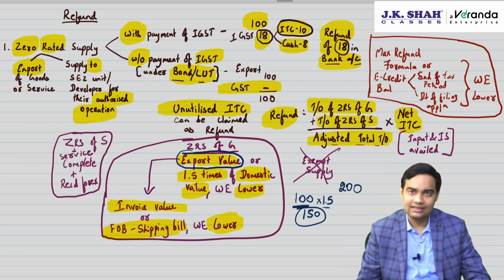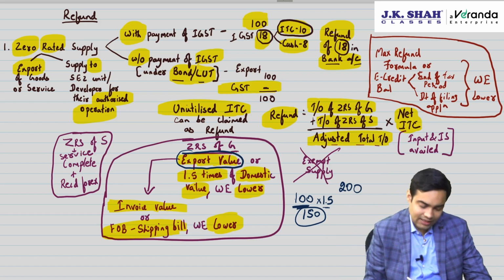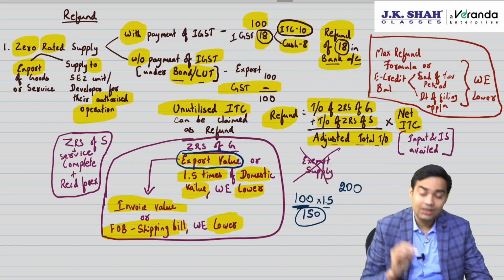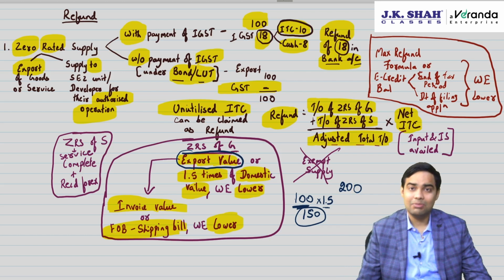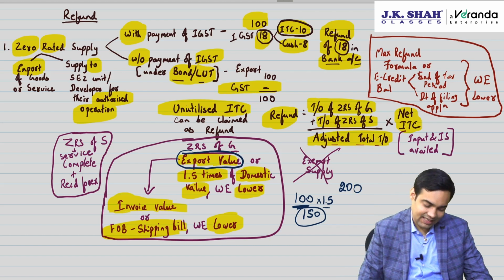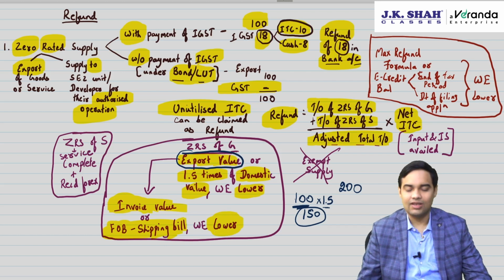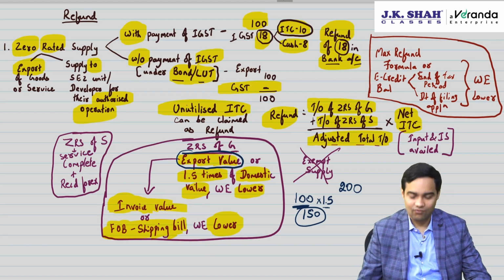Now in that case, what happens? In my invoice, I will mention CIF, but CIF is including freight and insurance up to the recipient's country. Should government give the benefit up to that amount or FOB value? FOB. That's why government has said invoice value or FOB value as per shipping bill, whichever is lower will be considered as ZRS of goods.